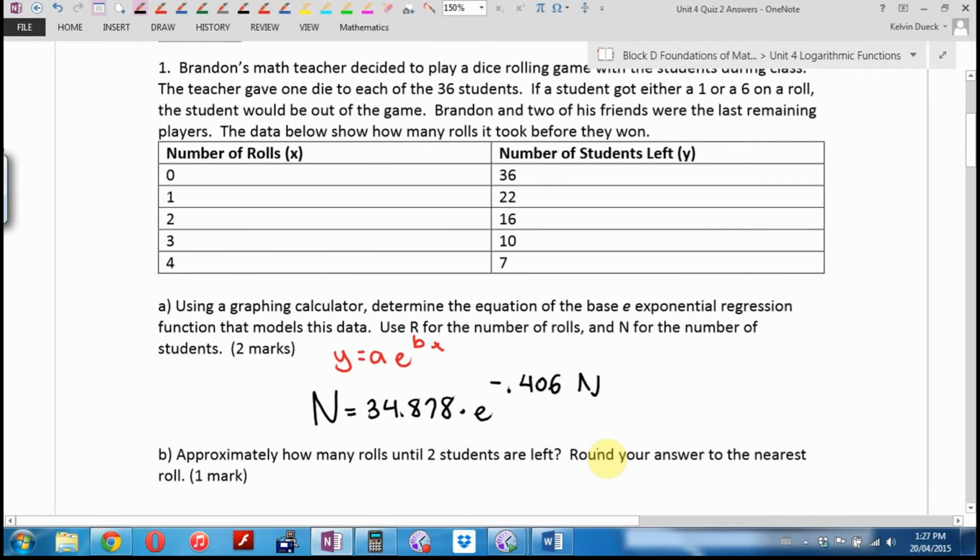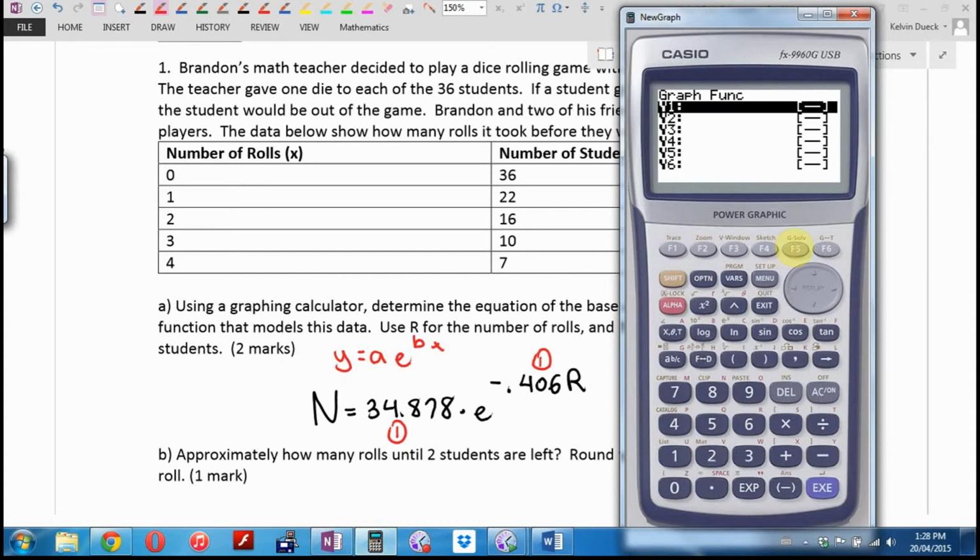So for 2 marks, hang on. Have I made a mistake? Wouldn't it be r for number of rolls? Oh, r for number of rolls, because that's why I said r for number of rolls. Thank you, I did make a mistake. For 2 marks, I would give you 1 mark if you have the 34.878, 34.9, or 35, but I would take a half mark off if you left x's and y's in your equation, if you didn't actually follow the instructions and put an n and an r there, because follow the instructions for Pete's sakes. Does that make sense? There's my equation. And I'm going to copy. Enter.